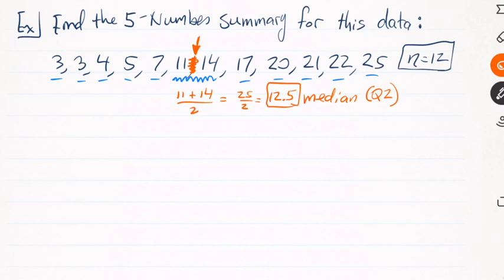When we're on the left, there are 1, 2, 3, 4, 5, 6 elements. So again, when we move to the middle, there's going to be 2 elements. And we're going to have to add them together and divide by 2.